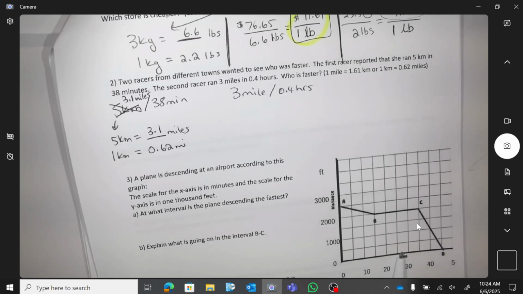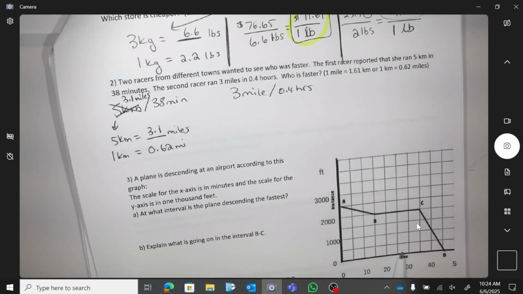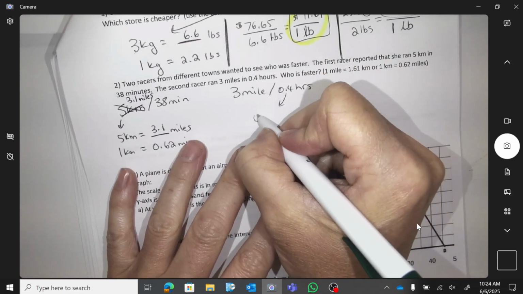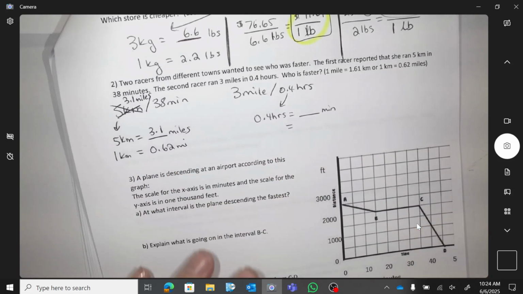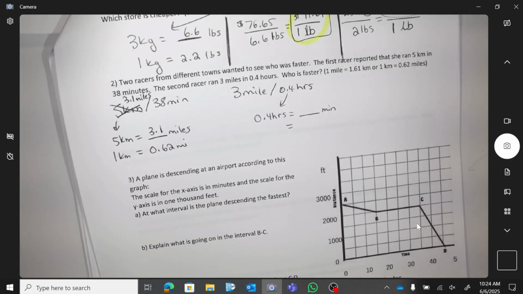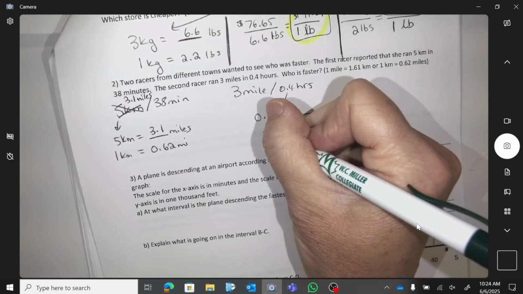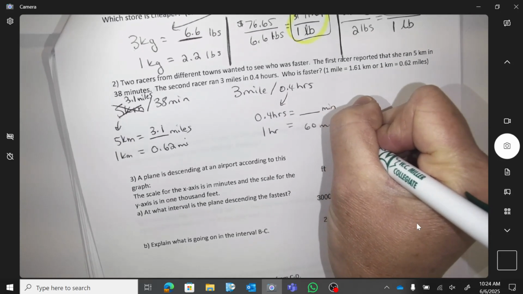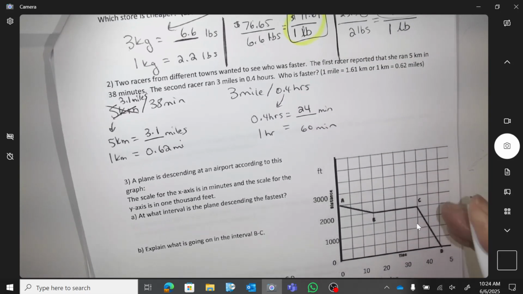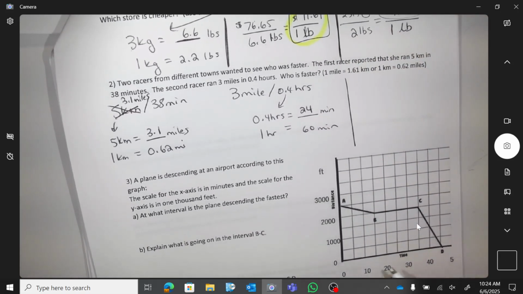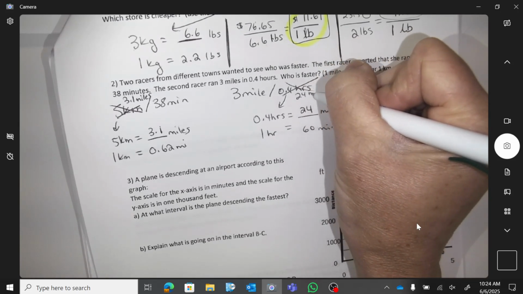The other thing is, I don't like this minutes, hours, you can't have that mixing. So what do we want to do here? Minutes, okay, so 0.4 hours is how many minutes? Okay, sorry, this is not something I'm going to write for you. I'm going to expect you to know this one. 1 hour is 60 minutes. Okay, so cross off that hour and replace it with a minute value.